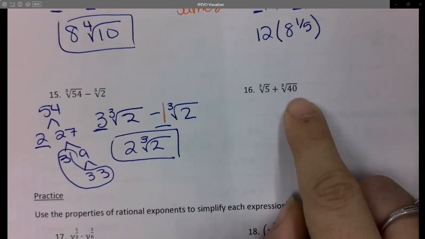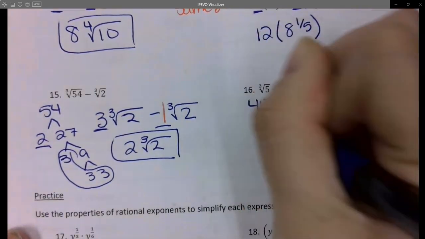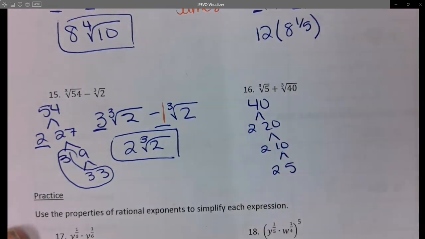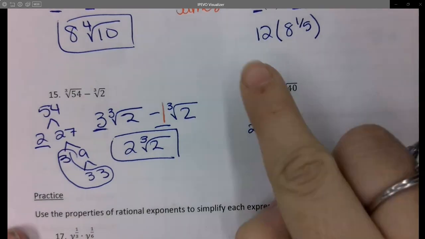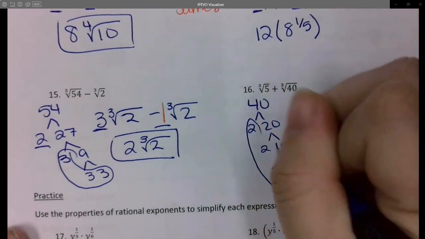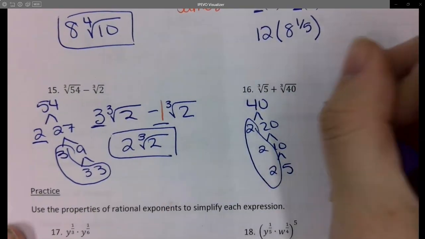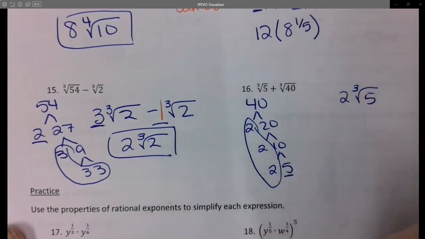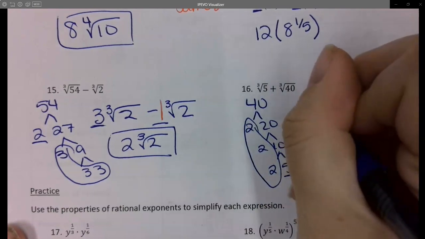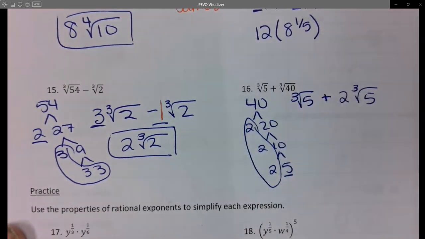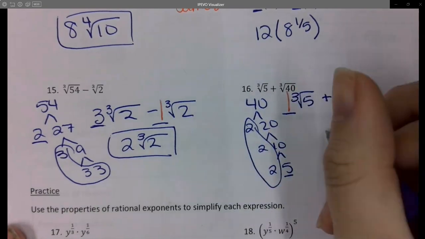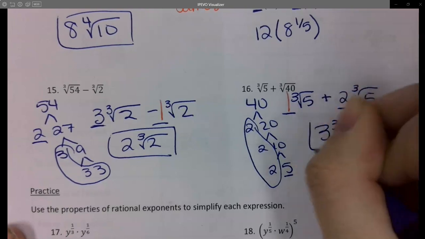Number 16, I want to factor tree my 40. So that's 2 and 20, 2 and 10, 2 and 5. This one is, again, looking for groups of 3 because of the little number right there. So I have 3 2s. That will go on the outside. And then I have this 5 left over on the inside. And then I was originally adding it to the 5th cube root of 5. So this one had the secret 1 out front. So I have 1 plus 2 gives me 3 cube root of 5.